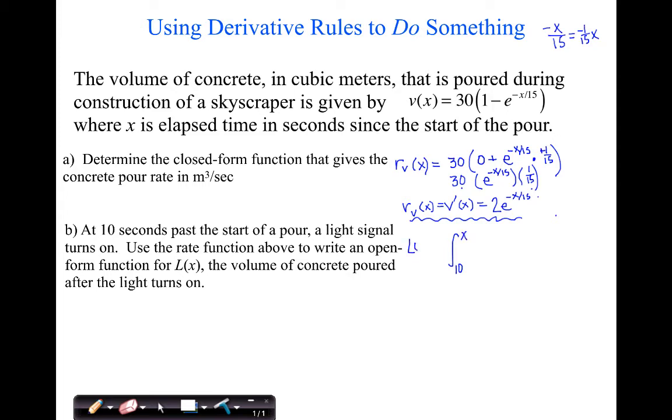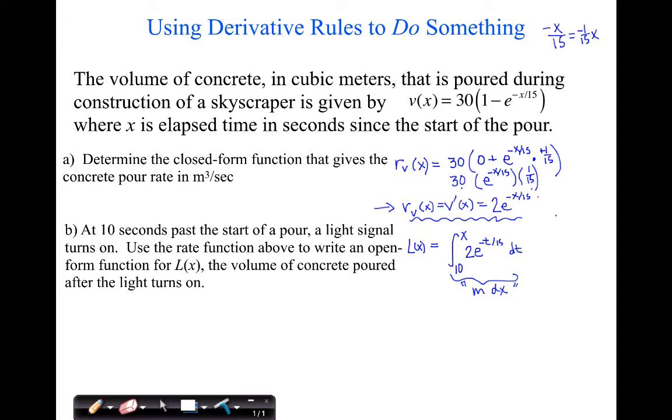So the amount after the light turns on that accumulates, well, it's accumulating starting at time 10 up through any time I want, and it's accumulating at this rate. So 2e to the, I'm just going to switch my variables, negative t over 15 dt. This is my mdx sort of expression. The rate, each rate times a little bit of time to measure an accumulation. So this doesn't have any starting amount, it's just wherever I start at time 10. This is how much accumulates past time 10 and until time x.